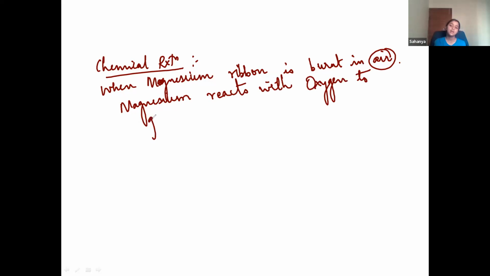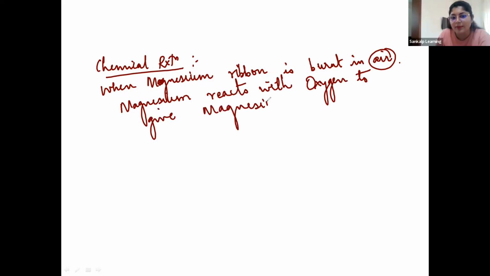to give magnesium oxide. When magnesium reacts with oxygen, it forms oxide. Like when you burn a magnesium ribbon, the flame will be white, right? White color flame.